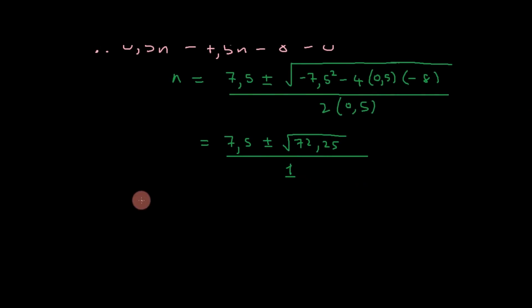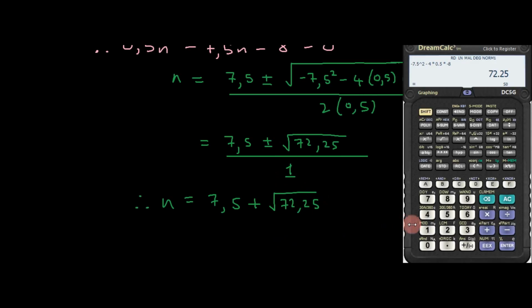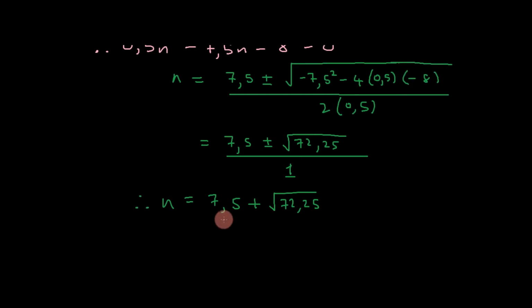Once again, we can drop the negative. So n will be 7,5 plus the square root of 72,25, all over 1. Now, just to work this out on a calculator, 7,5 plus the square root of 72,25. And it comes to 16. So n is equal to 16, the number of terms.